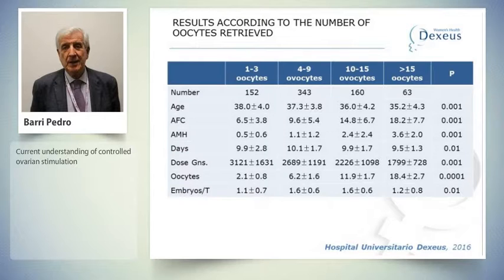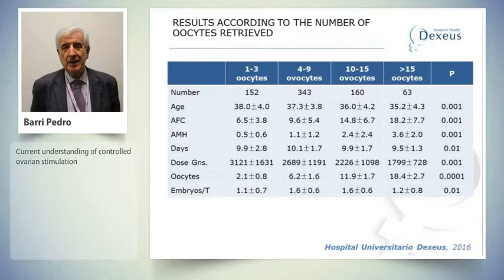And we have analyzed our own material according to, here we have the group of patients, poor responders, maximum 3 oocytes retrieved. Here, hyper responders, more than 15 oocytes. And in between, the optimal responders from 10 to 15 and the suboptimal from 4 to 9.